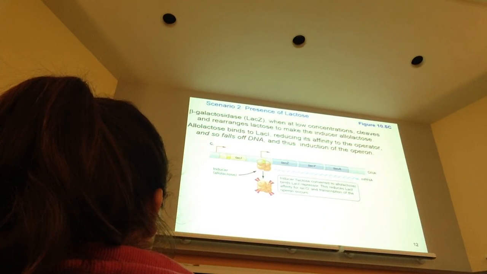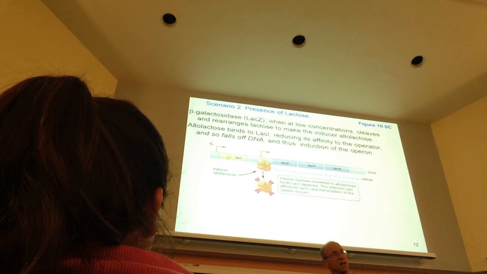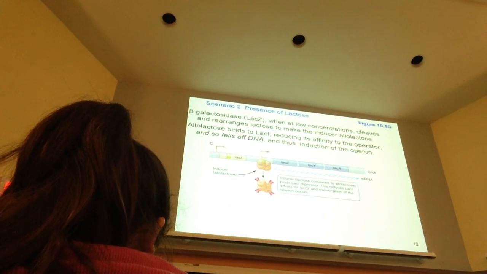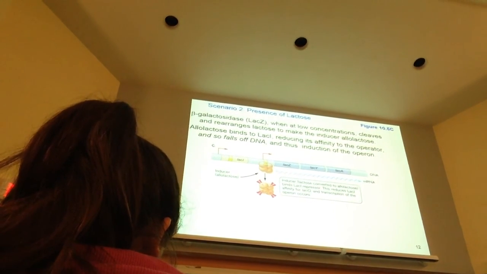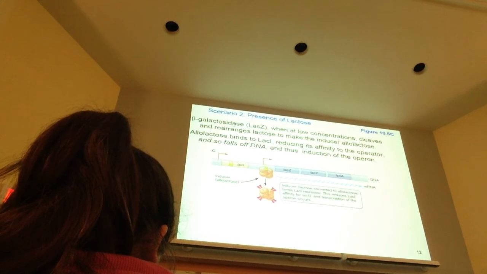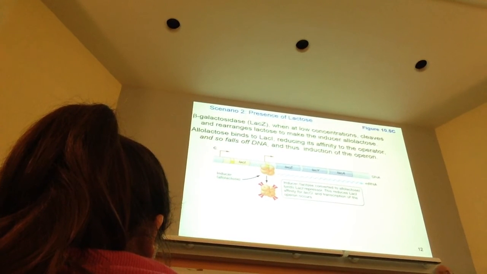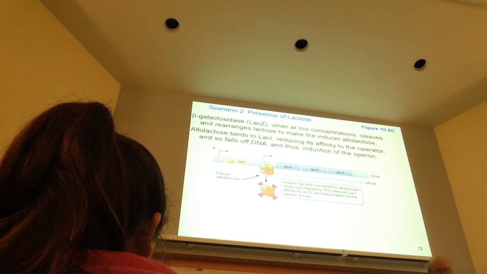Okay, scenario 2. How about when the cell is exposed to lactose? Okay, let's synthesize the genes. Let's express the genes that are required for their breakdown. Okay, so like I said, beta-galactosidase has a low constitutive level of expression. So there are low levels in the cell all the time.